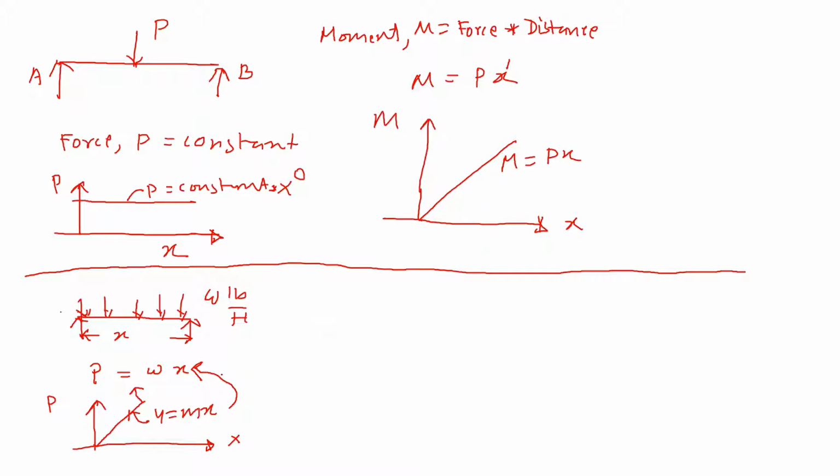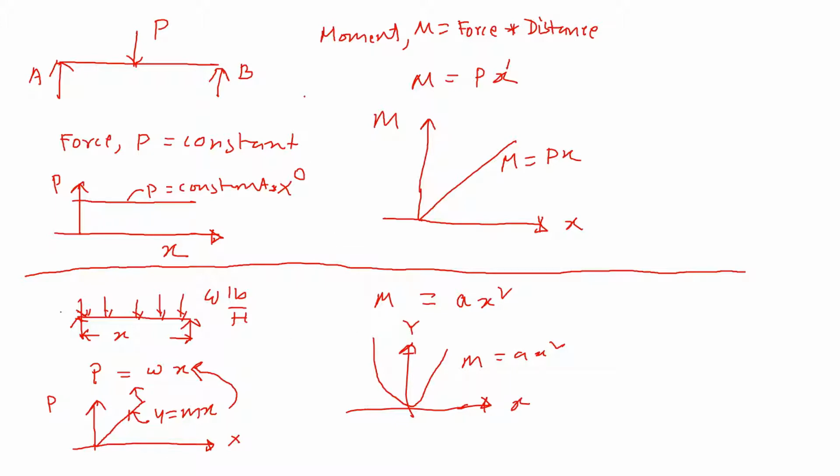Same here, we have P equal to omega x. So if we want to calculate the moment, it's going to be some constant, we don't know what that is, let's say a, and then x squared. So the curve now becomes second degree, because this x is multiplied by the distance x, which makes x squared. So then this curve looks something like a parabola, like this, M equals a x squared. So that's x, and then the moment on the y-axis.